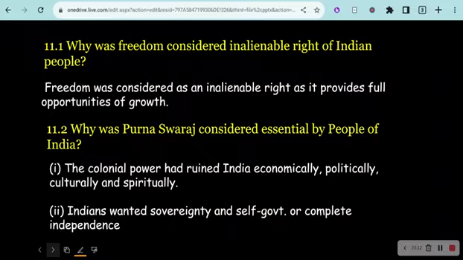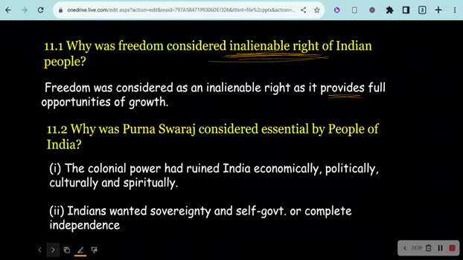And let's see the questions. Why was freedom considered inalienable, right? Inalienable means that no one can steal it, no one can violate that. So because freedom is inalienable right for everyone, it provides full opportunities of growth. So that is why it's unalienable. No one is born under some control, right? Everyone needs freedom.